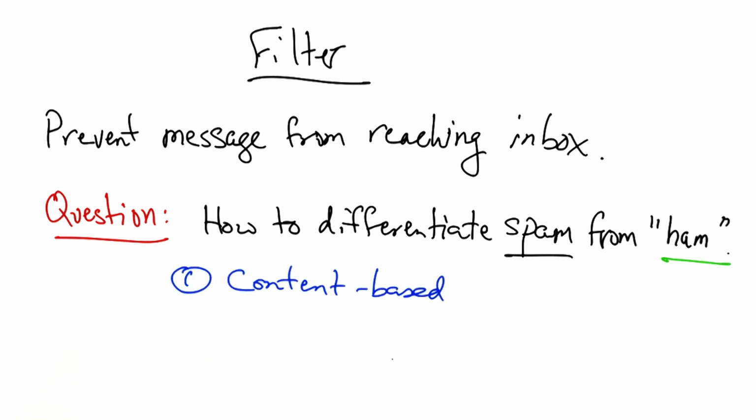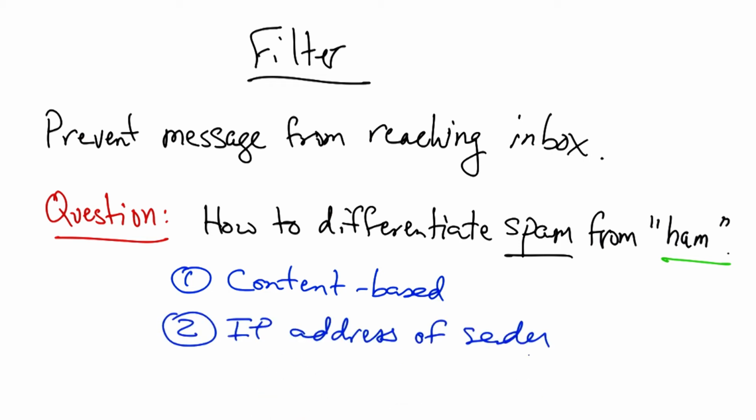One is content-based. In other words, you can look at what's being said in the mail. For example, if the mail contains particular words, such as Viagra or Rolex, a content-based filter might pick up on those terms and decide to filter the mail. Second, a filter might make a decision about whether an email message is spam or ham based on the IP address of the sender. This method is often called blacklisting.